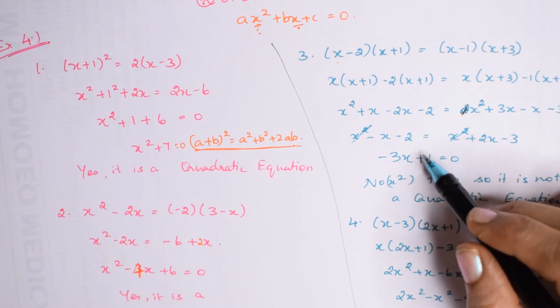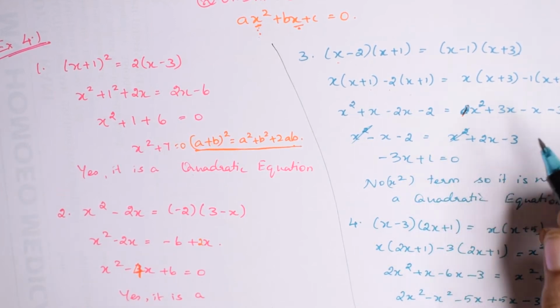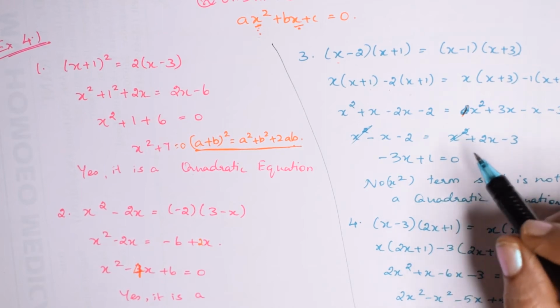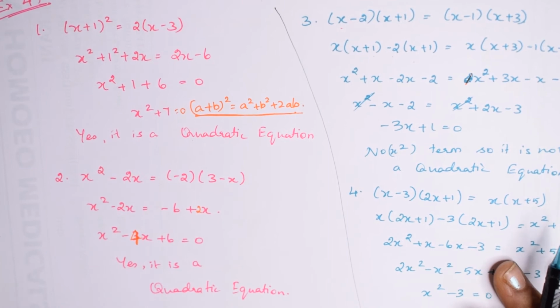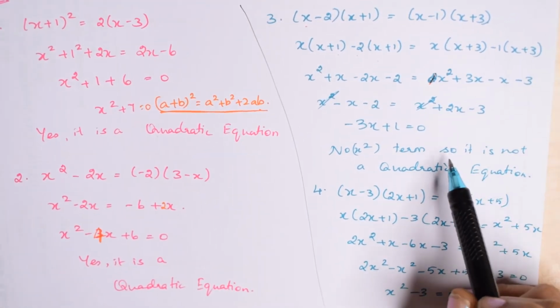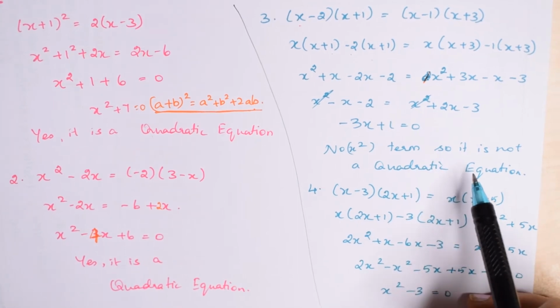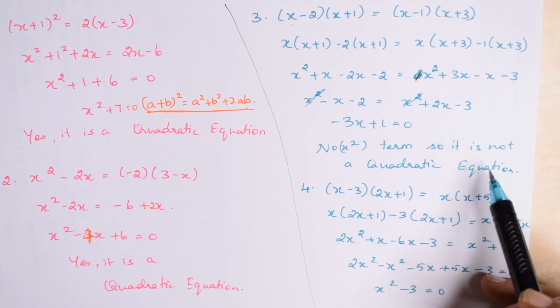Even if I bring all the x to the left hand side, it becomes minus 3x plus 1 is equal to 0. But there is no x square term. The x square term got cancelled, right? So there is no x square term. So this is not a quadratic equation. Even though it has an x term and a constant, it is not having an x square term, and so it is not a quadratic equation.